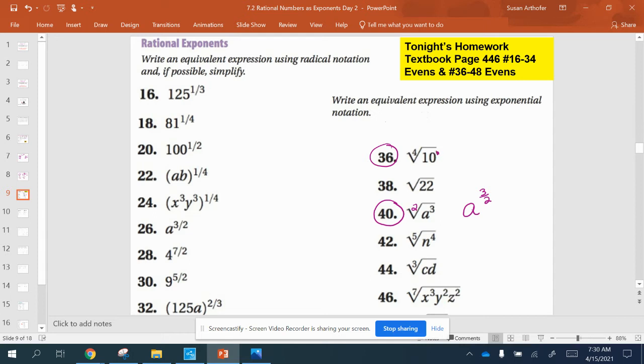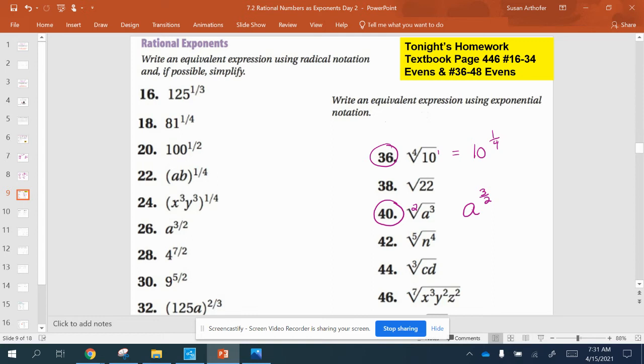So if it's 10 to the first, then that'll be 10 to the 1/4. Power, first power, over 4th root. And why is it 10 to the first power? Well, if it was like to the third power, we would fill it in. The only one that's hidden there is a 1, okay? All right, you should be able to do the rest of those.